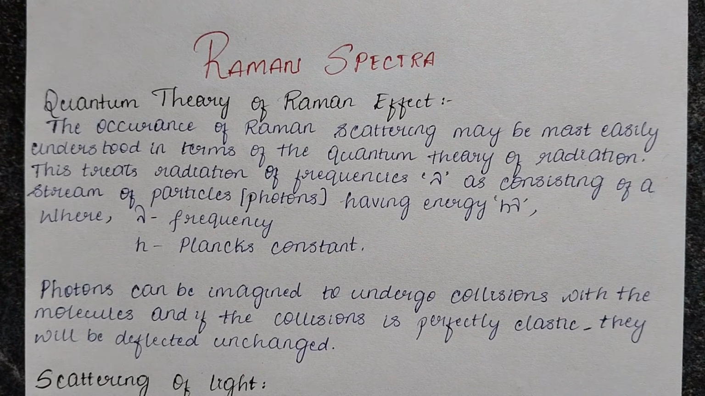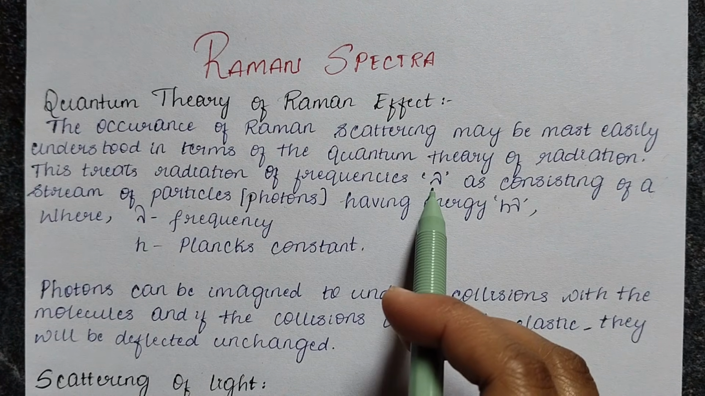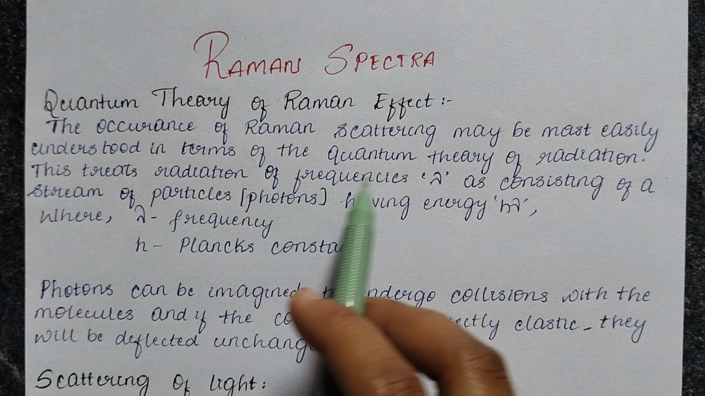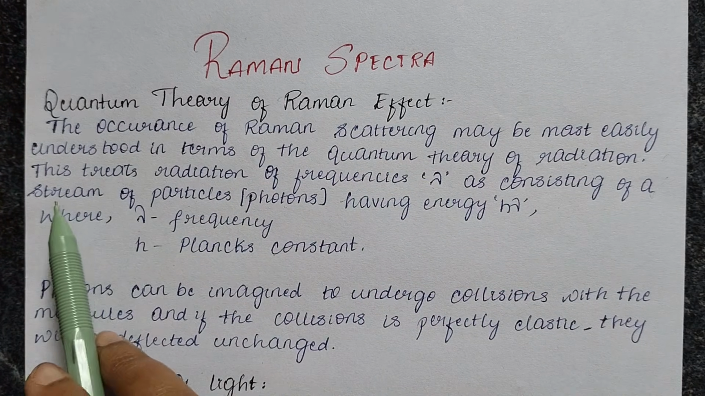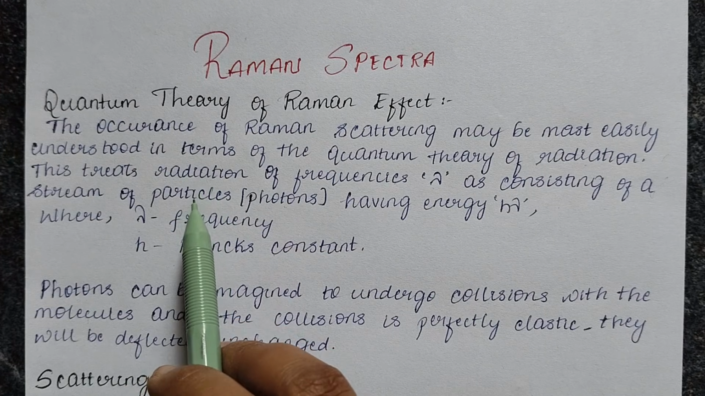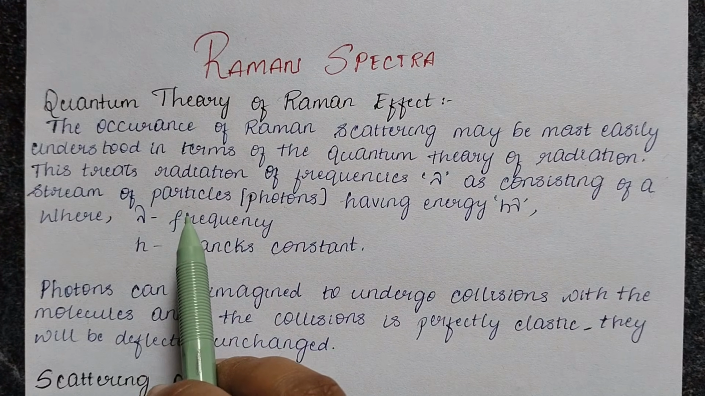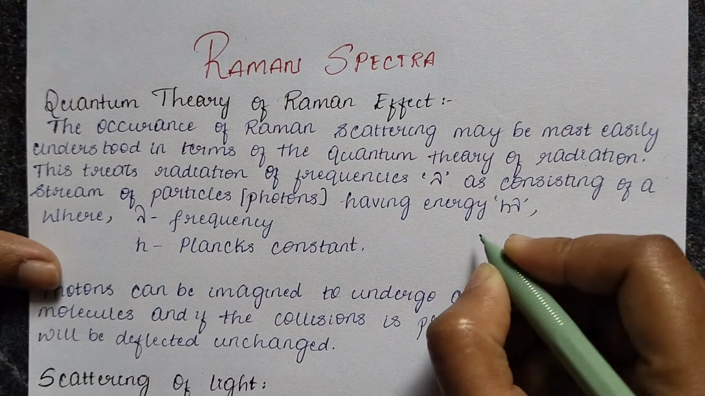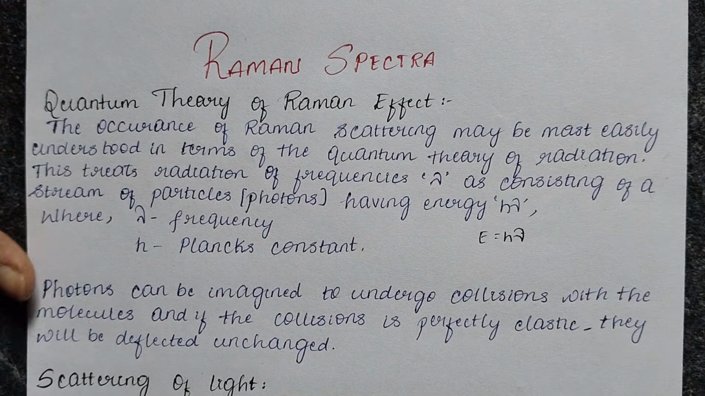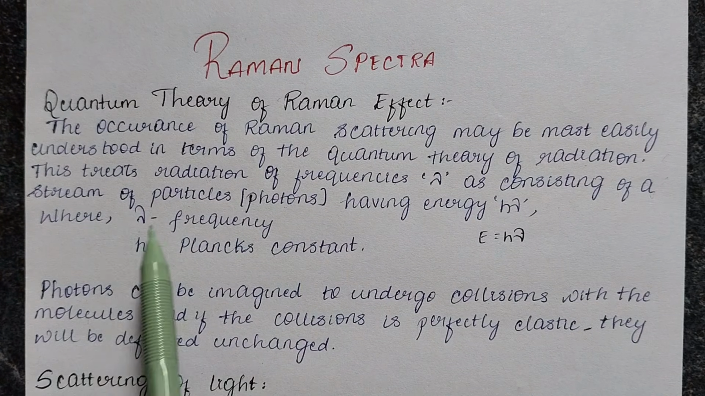So in the quantum theory of Raman effect, the electromagnetic radiation, which we usually use in other kinds of spectroscopy, is here treated in the form of particles. The radiation which passes from a source to an object or a sample which is to be studied is actually considered as a stream of particles. Those particles are specifically photons. These photons will have the energy h nu, that is E is equal to h nu. Here nu stands for frequency and h stands for Planck's constant.